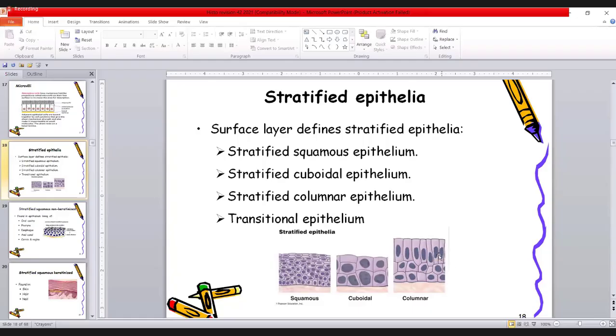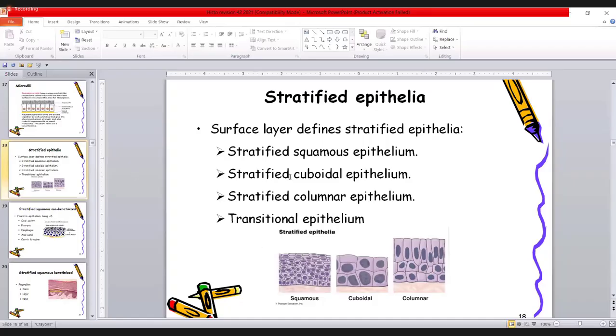So we name the stratified epithelia. If you named them depending on the basal cell layer, we could call this stratified cuboidal. Sorry, stratified columnar. We call this stratified columnar because the uppermost cell layer is columnar in shape. That is important for you to remember.